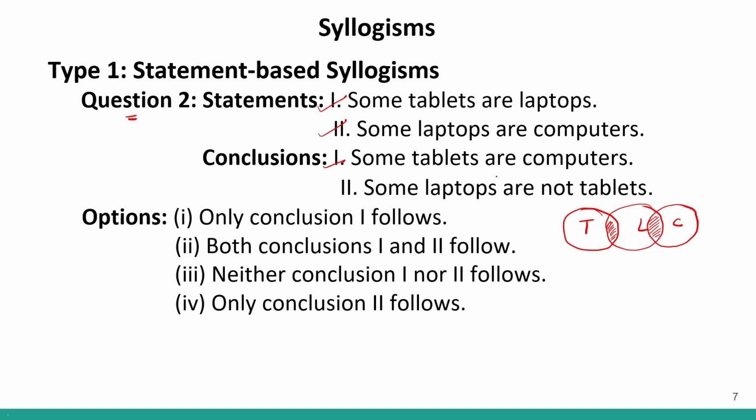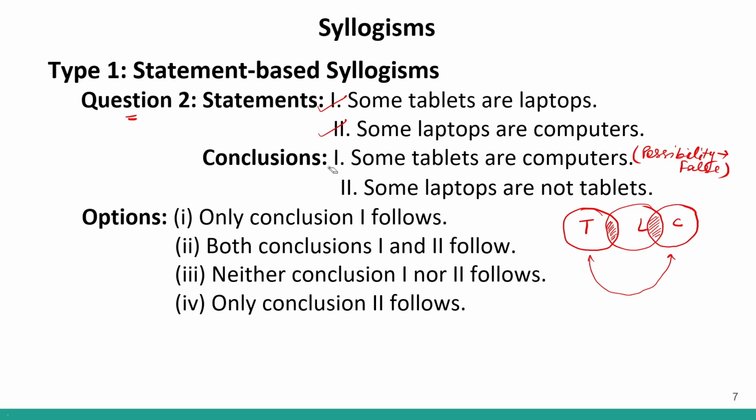Conclusion 1 says some tablets are computers. See, some tablets are computers, it is a possibility. It may or may not be true. If the conclusion was that some tablets are computers is a possibility, then we would have marked it correct. But over here, it is just a statement, and this statement may or may not follow. Hence, I will say this is a possibility. Correct? This is a possibility, therefore it is false. This does not follow. Okay?